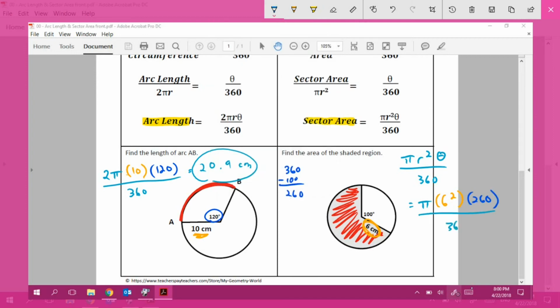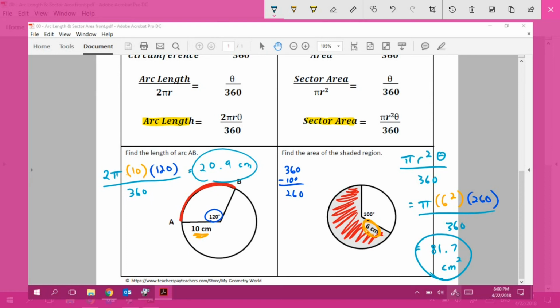I'm going to put this just like it is into the calculator. So I'm going to type pi times 6 squared times 260, then divided by 360. And my answer, the area, is about 81.7. And what are my units for area? Centimeters squared. And that is how you use these formulas to find the arc length and sector area.